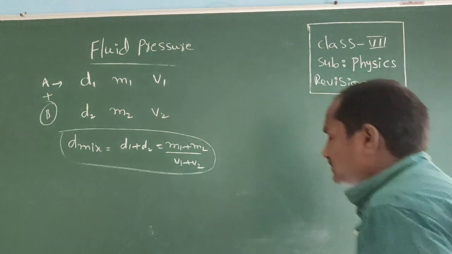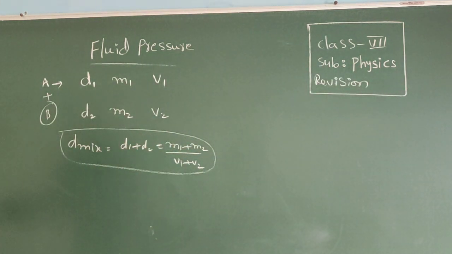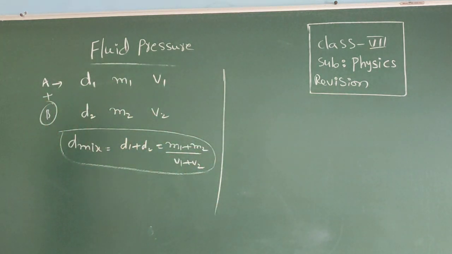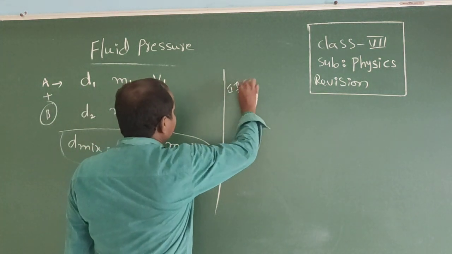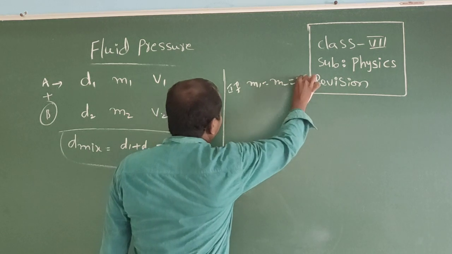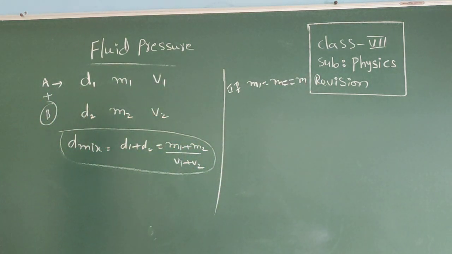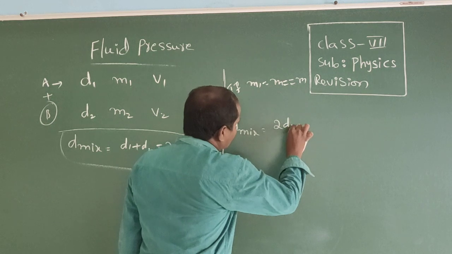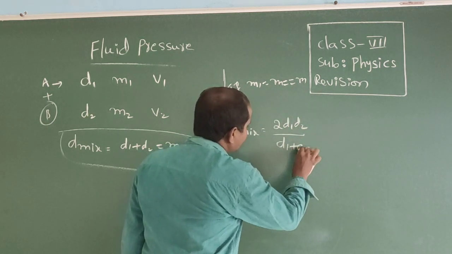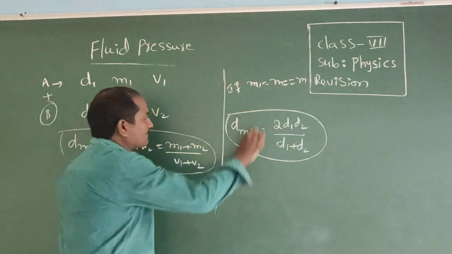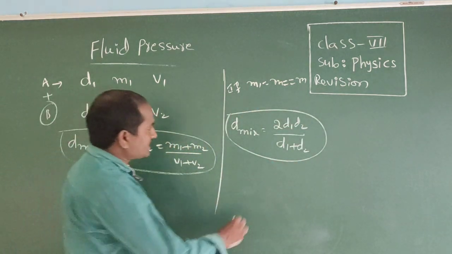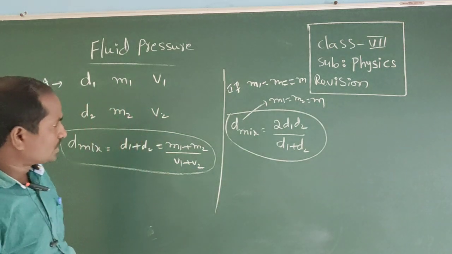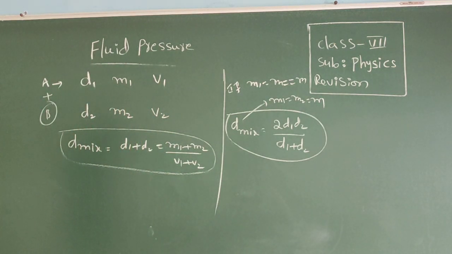If two liquids have equal mass, densities and volumes are different but mass is equal, M1 equals M2 equals M. Then the density of the mixture equals 2 into D1 D2 by D1 plus D2.